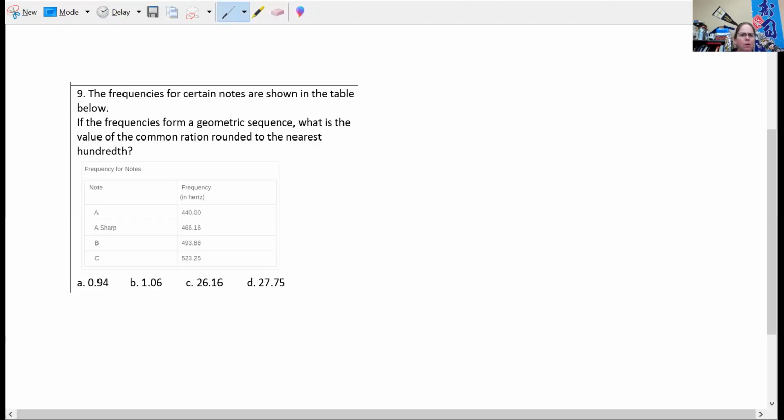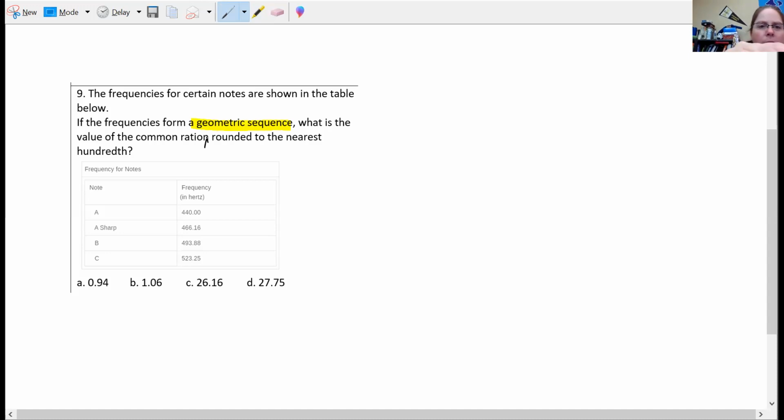Okay, we have 2 more problems to do, and they both deal with tables. So our next one, we're given the frequencies, and we want to know if it's a geometric sequence. It tells us that right there. What is the value of the common ratio, not ration? That's me and my typos.